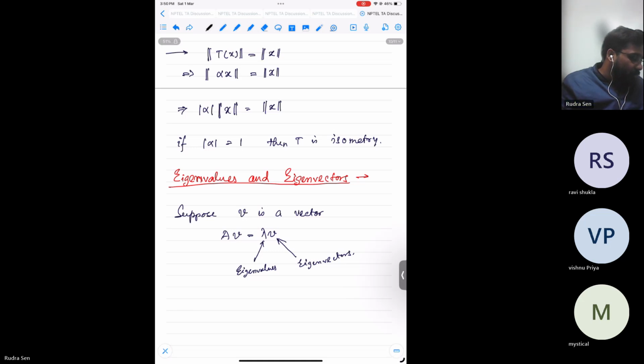Now, these eigenvalues and eigenvectors define many characteristics about the matrix, about the multiplying matrix. Okay.